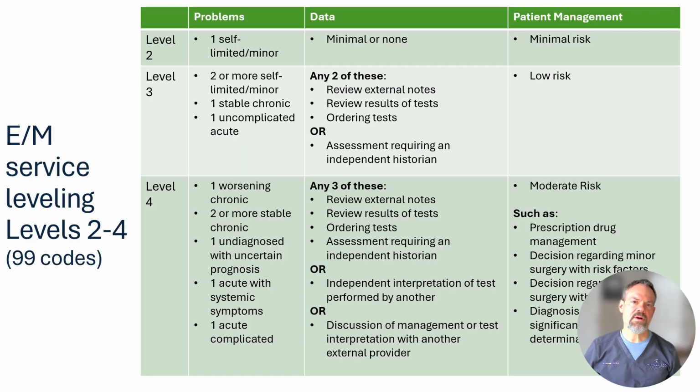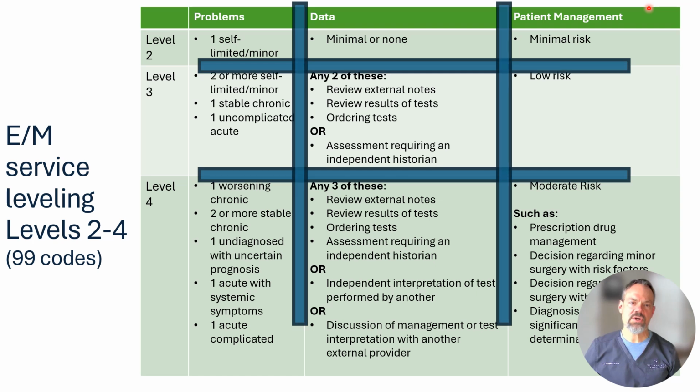This is an important chart that we will be referring to quite often. This chart represents 9.9 codes and the criteria needed to meet the different levels, including level 2, 3, and 4. We're not including 1 or 5 for this talk today. Across the top, you can see the column headings: problems, data, and patient management, and what is required under each column. When we look at this chart, I like to compare it to a tic-tac-toe chart.